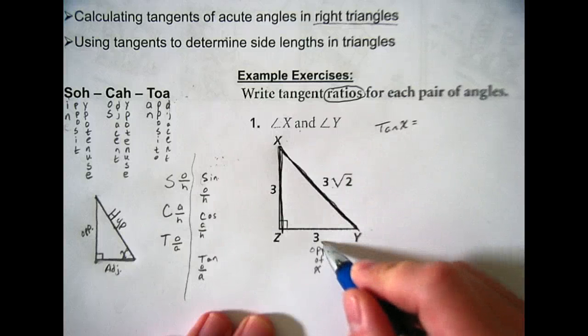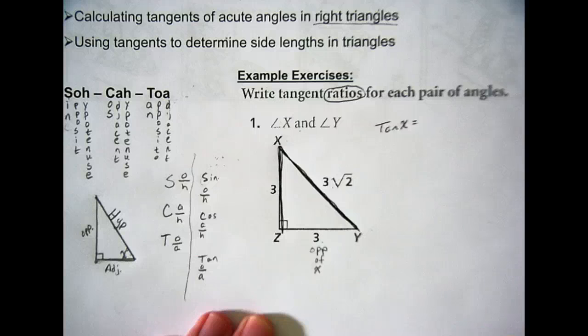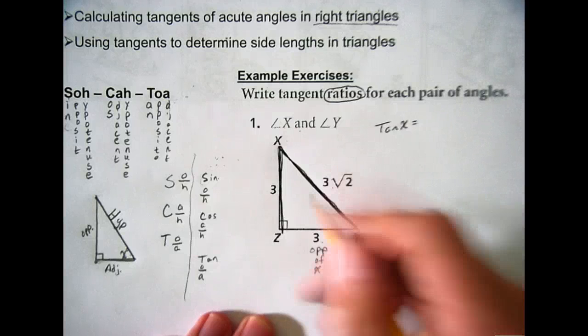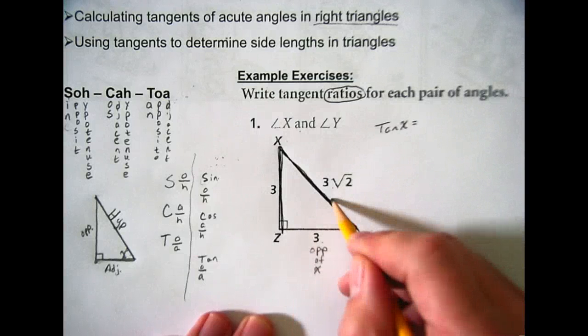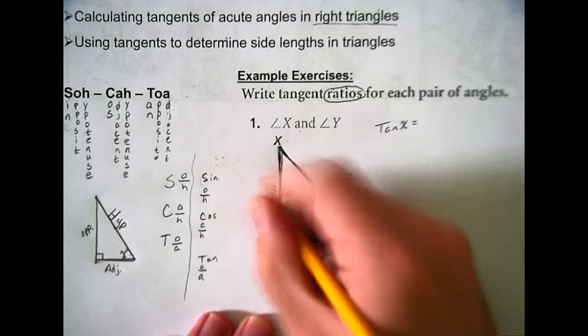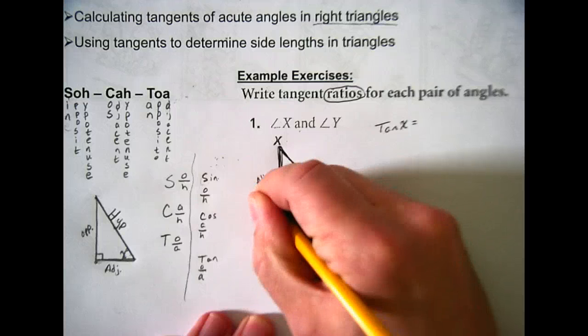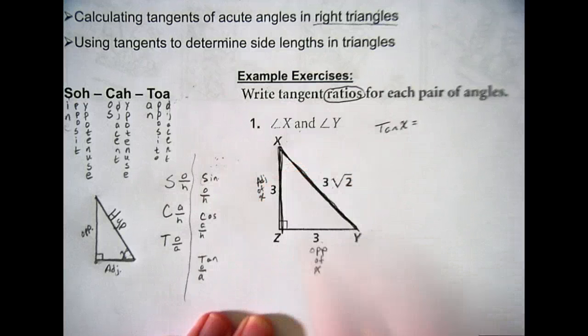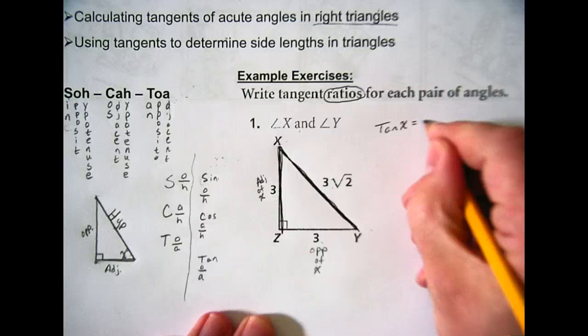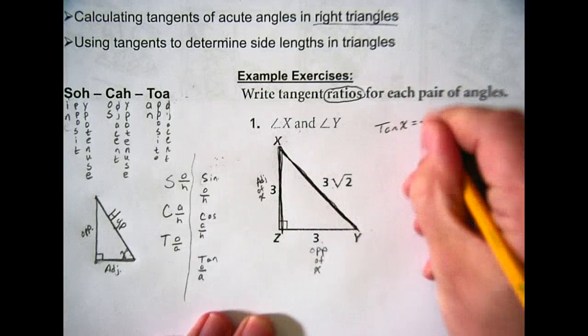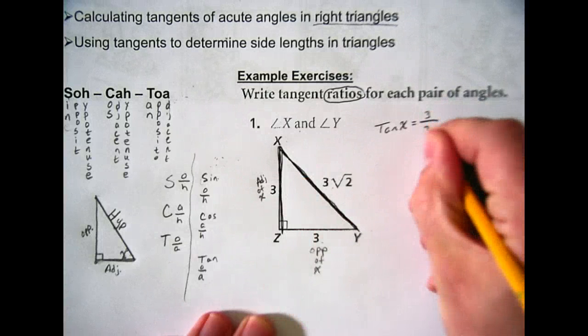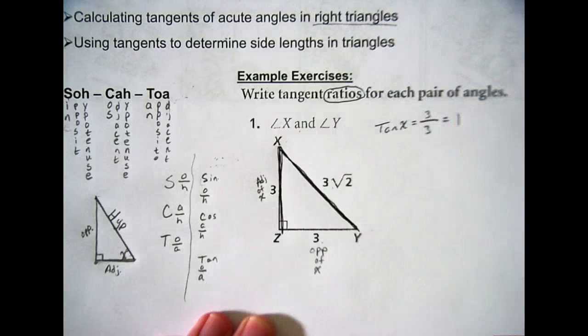What's adjacent? The one that touches it. The one that's next to it, and it's not the hypotenuse. So the tangent of x is opposite over adjacent, or 3 over 3, which in this case is 1.